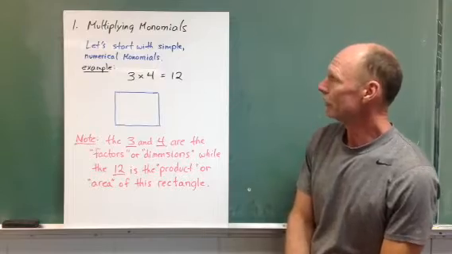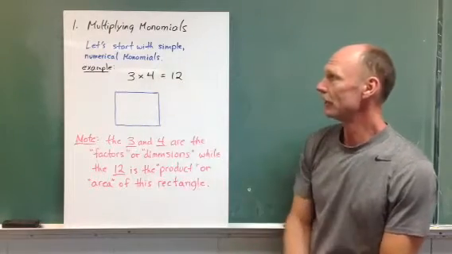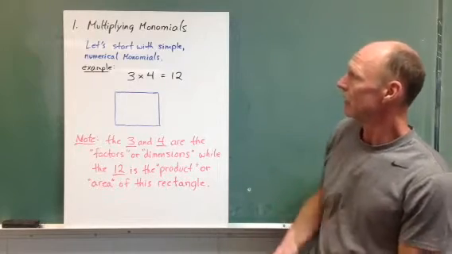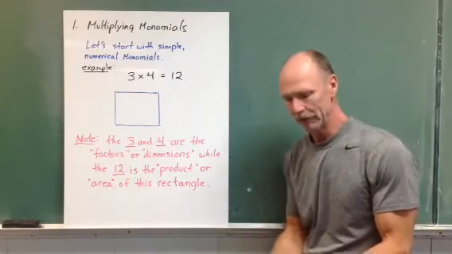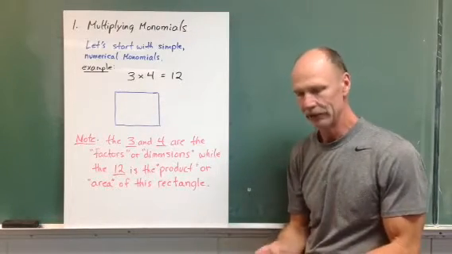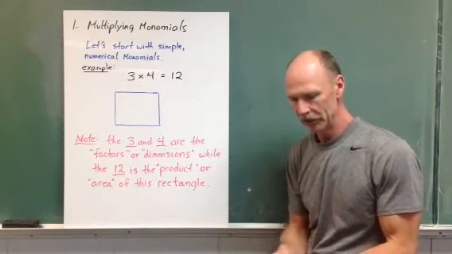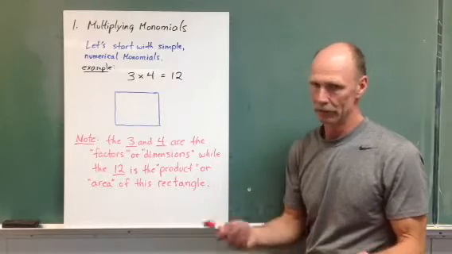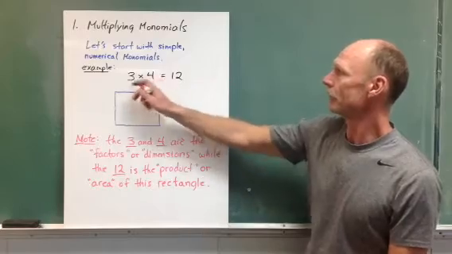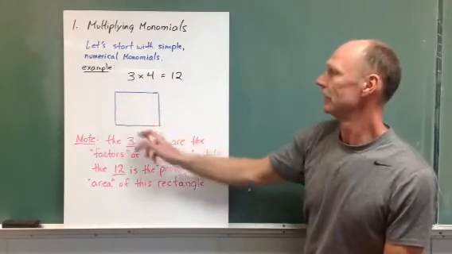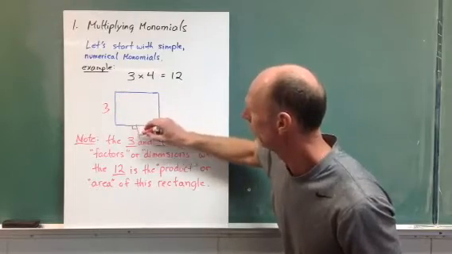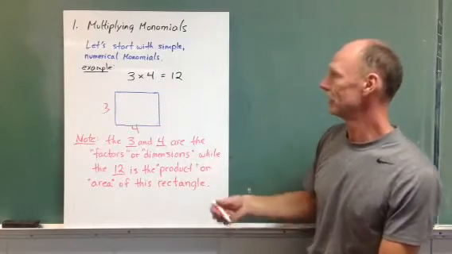First, multiplying monomials. Let's start with a simple numerical example of monomials. The question 3 times 4 equals 12. Well, everybody knows that. But we can illustrate that using a rectangle. In fact, we can use a rectangle to illustrate any product of two numbers or monomials. So, if we have 3 by 4, those are actually the dimensions, the length and width of the rectangle. 3 by 4, of whatever units, inches or centimeters or whatever.